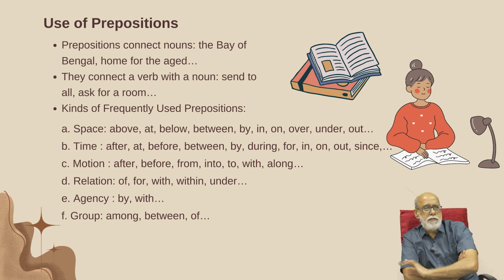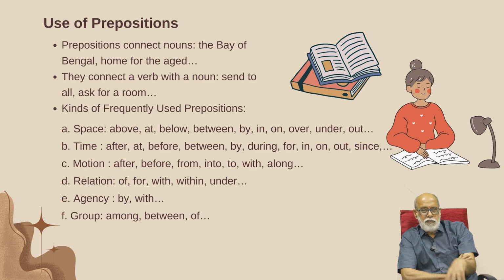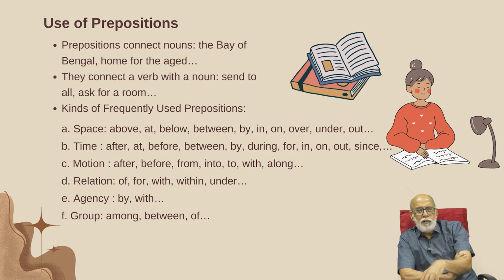Prepositions do something pretty simple. Prepositions connect one noun with another. So, for example, suppose there is bay, there is Bengal, there is sea, there is water. Now, we do not know what the relation is, but once there is a preposition, we say the Bay of Bengal, the Bay of Biscay, the Gulf of Mannar, or water from the sea, water from the Ganga. So prepositions relate these two words.